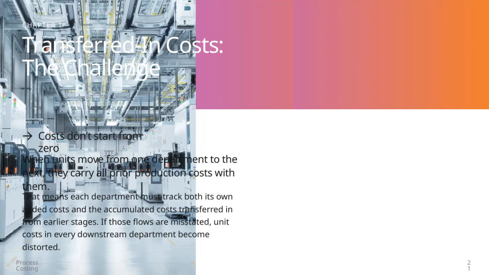In this chapter, we're focusing on the challenge of transferred-in costs. One of the key points to understand is that costs don't start from zero when units move between departments. Instead, each unit carries with it all the production costs from the previous stages. This means that every department has to track not only the costs it adds but also the costs that have accumulated up to that point. If these transferred-in costs are not recorded accurately, it can distort the unit costs calculated in every department that follows. This is a critical aspect of process costing, as it ensures cost accuracy throughout the entire production process.